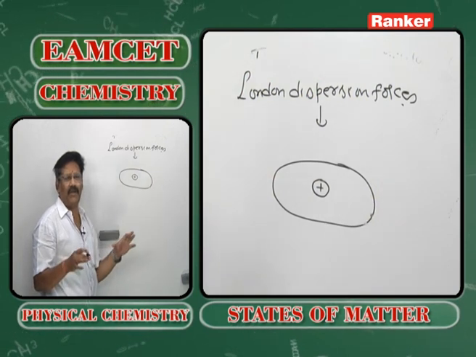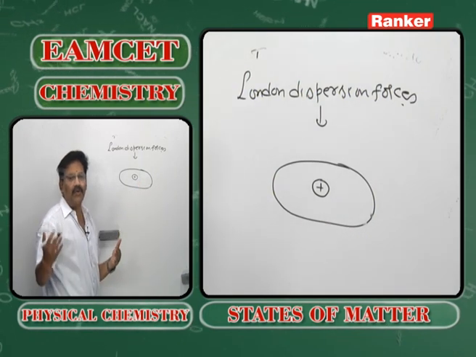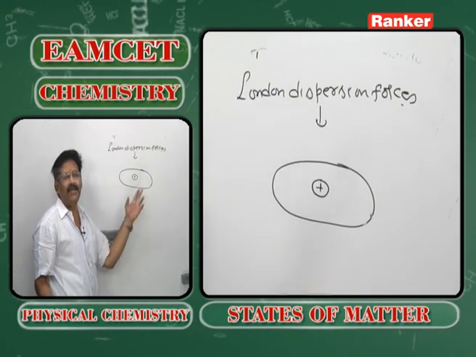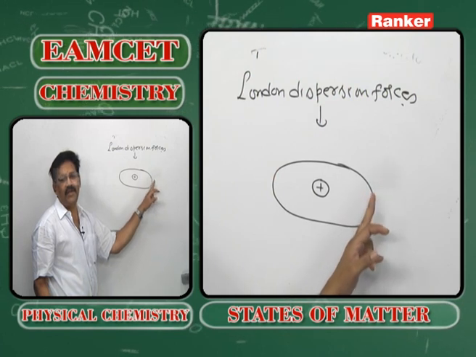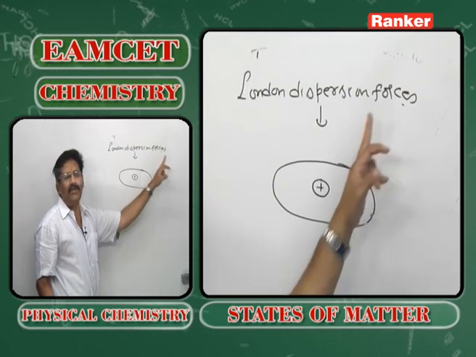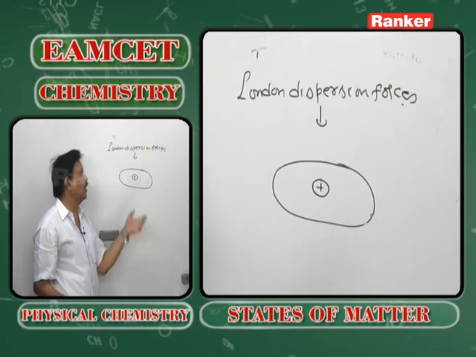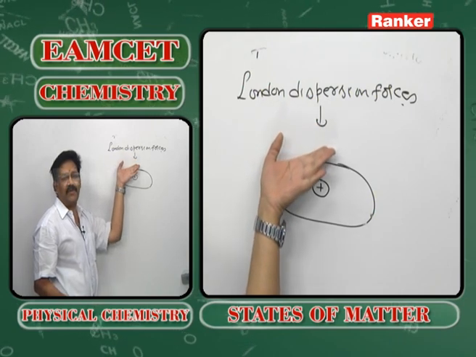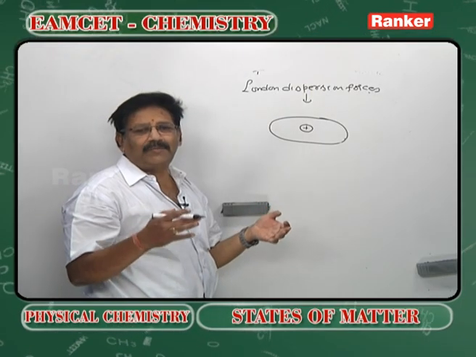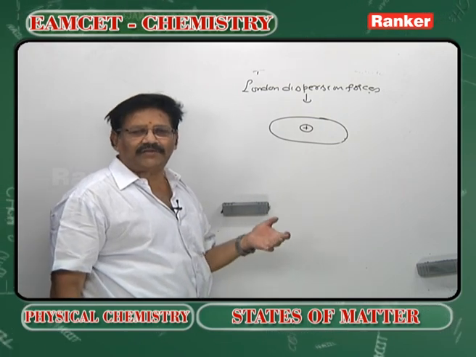because momentarily when the symmetrical distribution of the electrons around the nucleus gets disturbed, it leads to the formation of a temporary dipole. This temporary dipole will induce another dipole in the neighboring molecule. So this type of force is called induced dipole-induced dipole interaction.